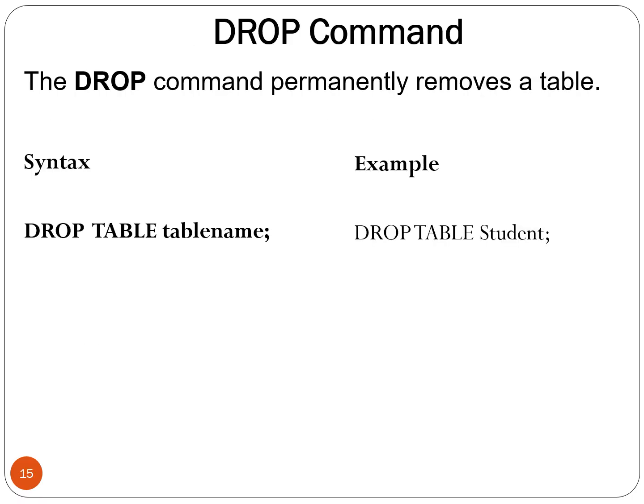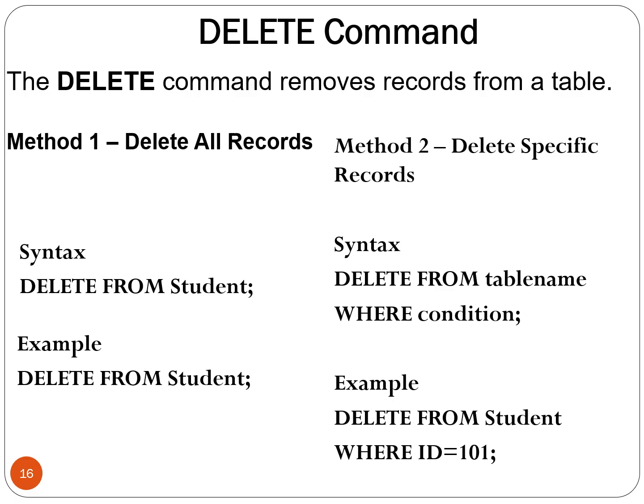The drop command is used to permanently remove a table from the database. The syntax is drop table, table name. Here, table name is the name of the table we want to drop or to remove. For example, drop table student permanently removes the student table from the database.